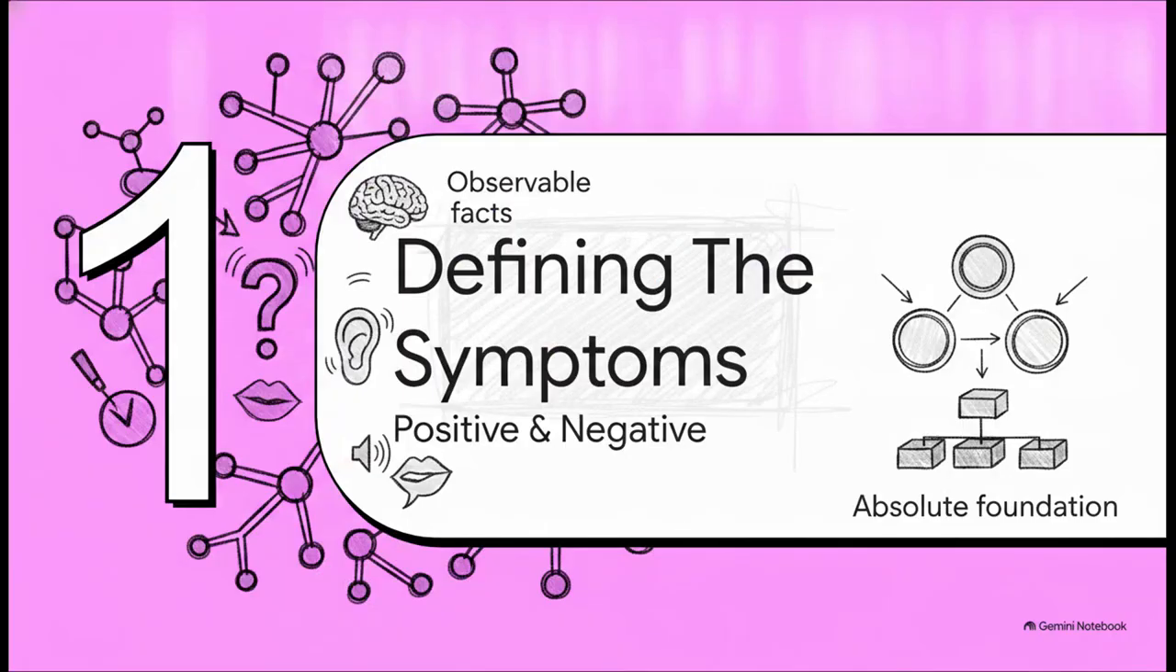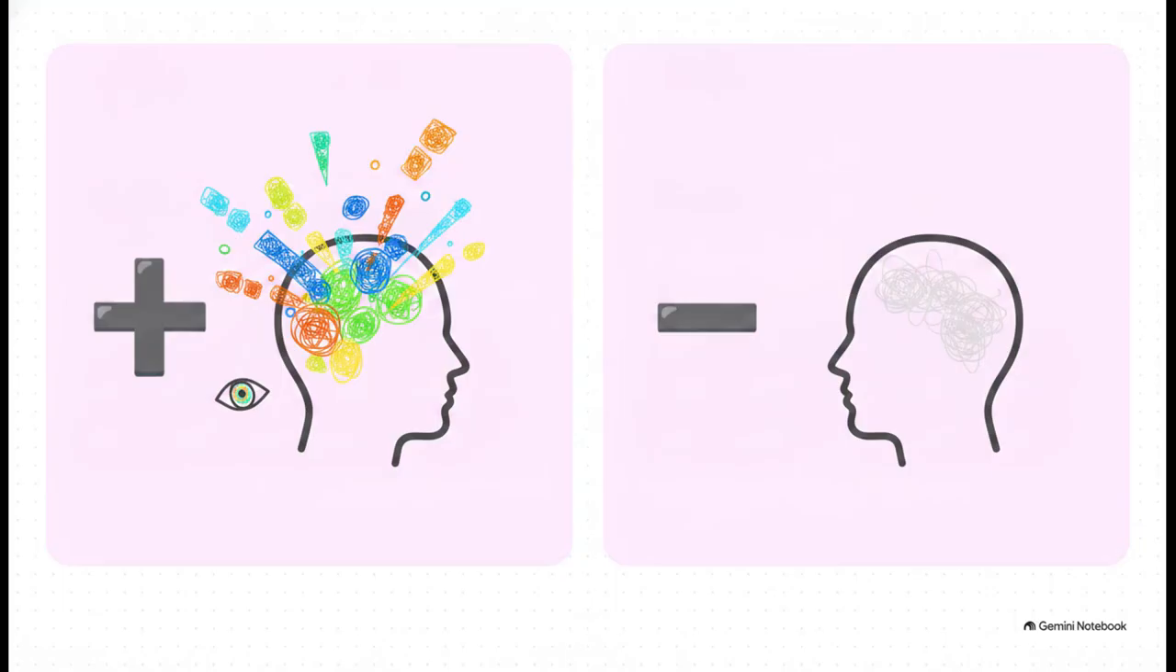Section 1. Defining the symptoms: positive, negative, and disorganized. To really wrap our heads around this, let's use a simple math analogy. When clinicians say positive symptoms, they absolutely don't mean good. It means addition. It's an excess or a distortion of normal function. So things are being added to a person's reality, like hallucinations and delusions. Conversely, negative symptoms means subtraction. It's a deficit, a loss of a normal function that should ideally be there.